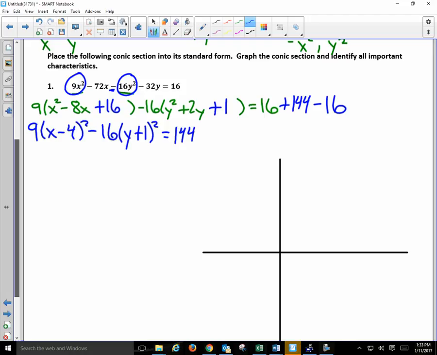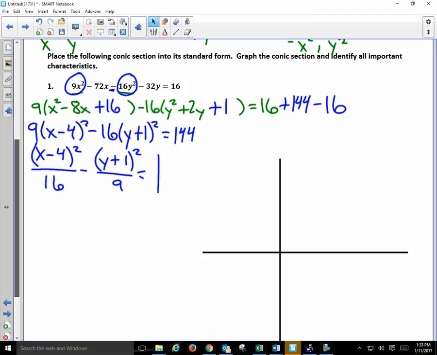Now I divide by 144. 9 over 144 reduces to 1 over 16. So x minus 4, quantity squared, over 16, minus y plus 1, quantity squared, over 9, is equal to 1. Now it's in a form. Do we know what to do with it now?